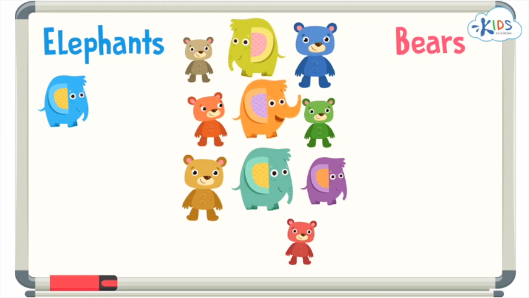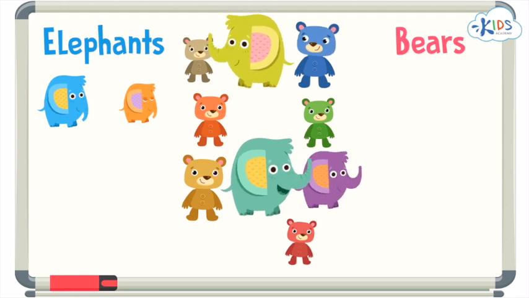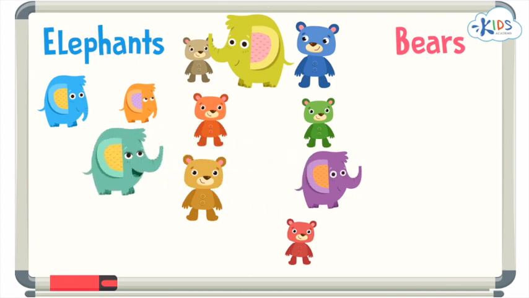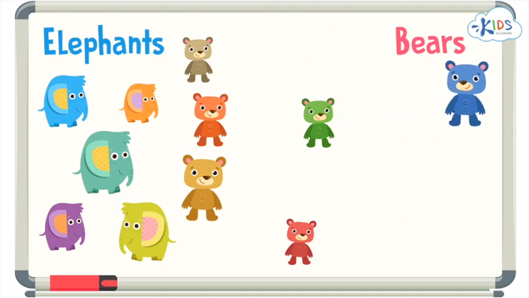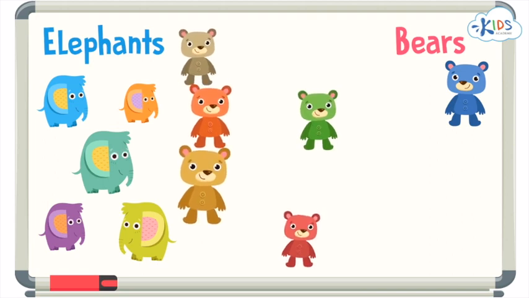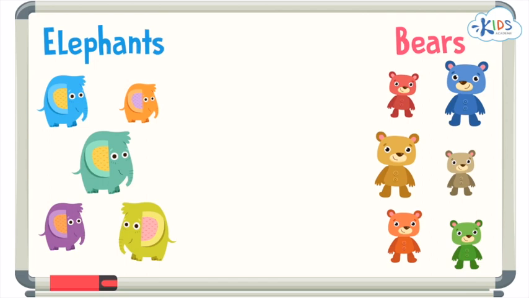Aha! Here's another elephant. Let's put him in the group of elephants too. Are there any more elephants? I see a few more. Let's put them all in the group of elephants too. Now there are no more elephants. Let's move on to the bears. Here's the first bear. Let's put him in the group for bears. Can you find any more bears to sort? Here's some more bears. Let's put all of these bears in the group for bears.